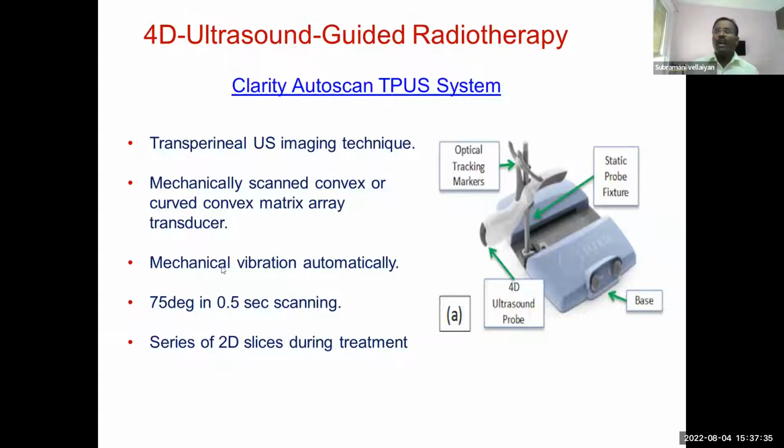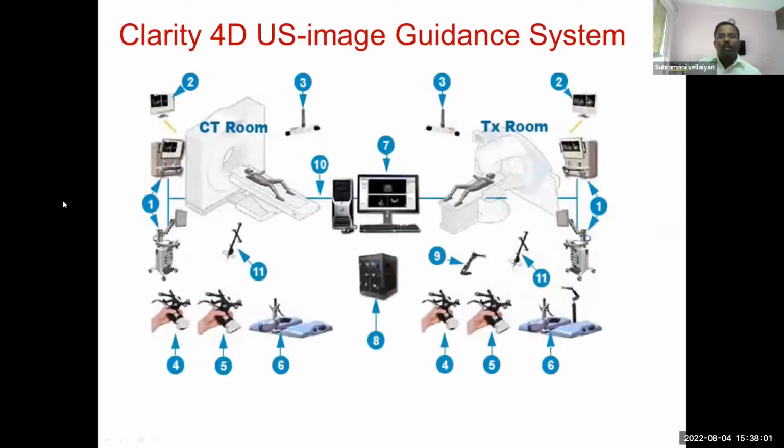So basically it will automatically generate or create the images by means of physical vibration, mechanical vibrations, automatically within that probe. So it acquires a 75 degree, in the different angles it will acquire, and a series of 2D images will be acquired. So this is the architecture, how the Clarity system is actually infrastructured.